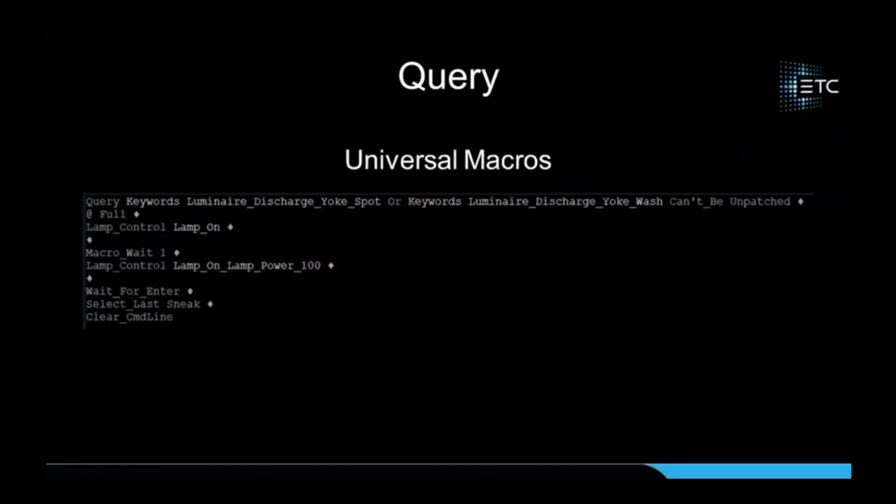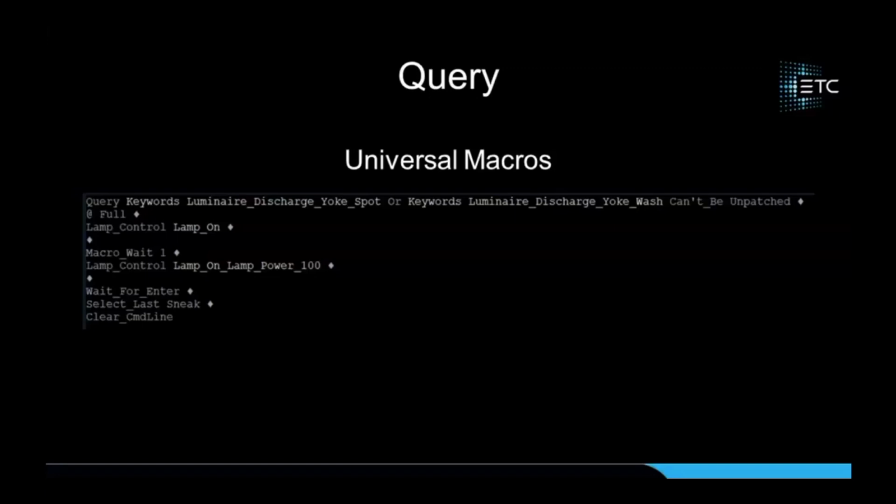So universal macros are things that we can use no matter what. This macro, which I also borrowed from David Kane, is the lamp on macro. It does not rely on database fields. So it is possible to use query without populating your database. This macro queries any discharge spot or yoke fixture that is patched. It turns it on. It goes into lamp controls and lamps it on.